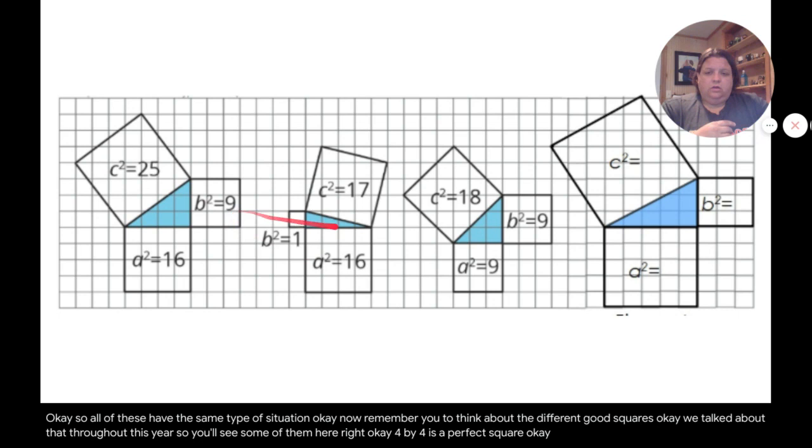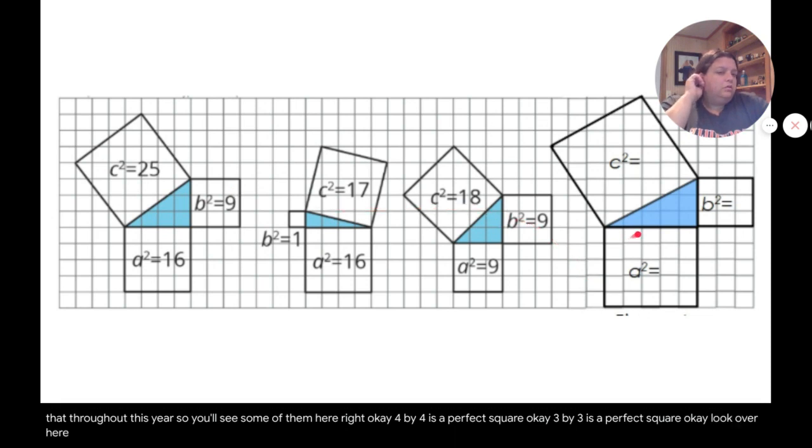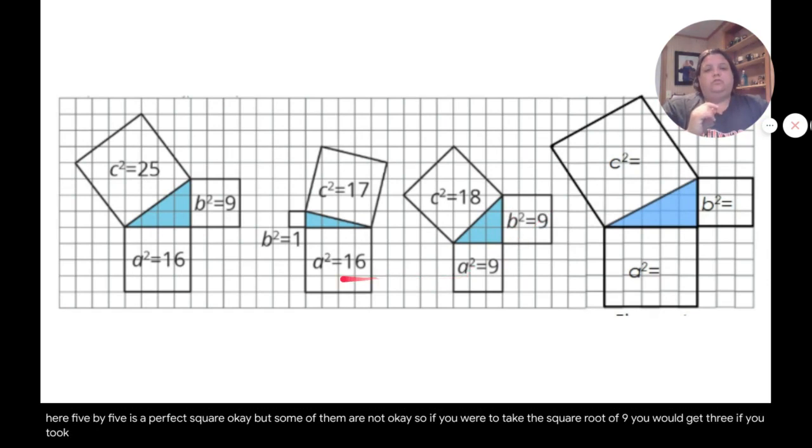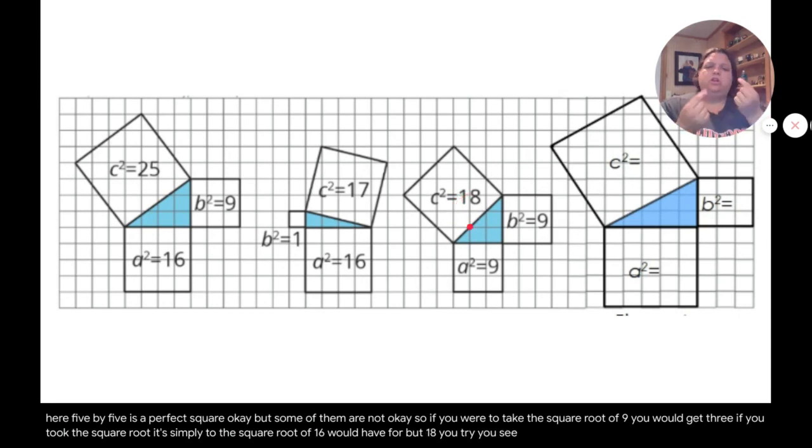3 by 3 is a perfect square. Look over here. 5 by 5 is a perfect square. Okay, but some of them are not. So if you were to take the square root of 9, you would get 3. If we did the square root of 16, you would have 4. But 18, you try, you see, what do you get if you do the square root of 18?